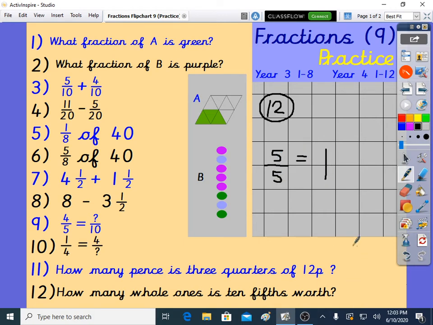I'll draw that. This is not the answer yet, but 5/5 is a whole. If I draw fifths here, they're supposed to all be the same size. It's a very rubbish picture, but you get the idea. 5/5 makes a whole circle. So if you want the whole circle, you have to have all 5. 1, 2, 3, 4, 5. 5 out of 5 makes 1 whole. Our question says, how many whole ones is 10/5 worth? So we haven't got 5/5 anymore, we've got 10/5. How many whole ones will 10/5 be worth if 5/5 is 1 whole one?